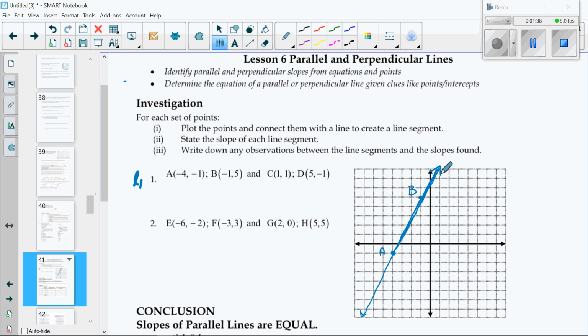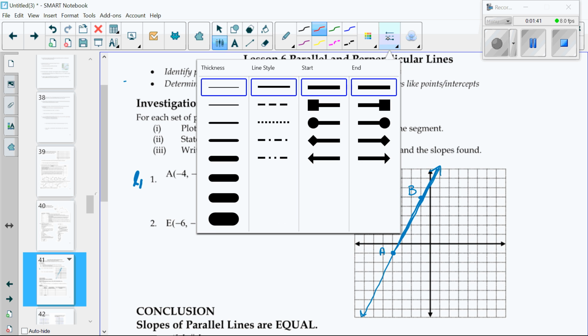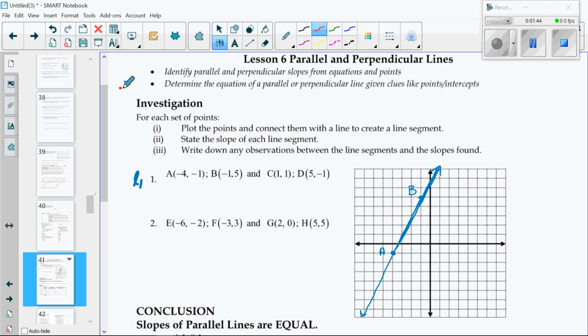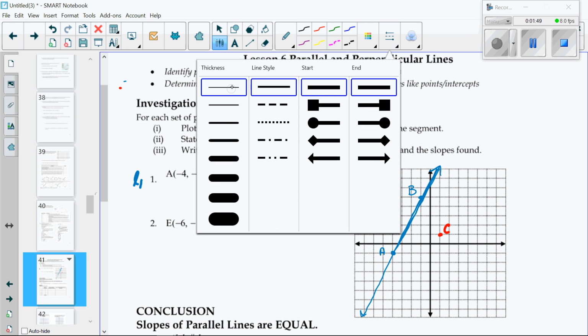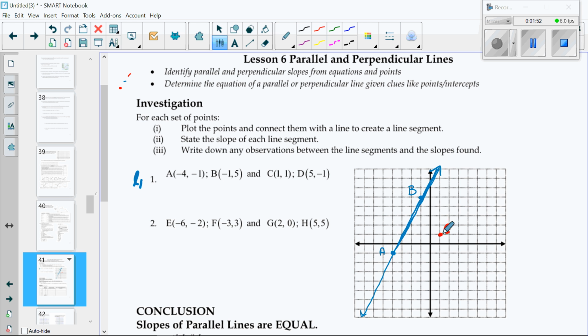Okay, now I am going to plot the next pair. So C and D. So C is at 1 and 1. And D is at 5 and -1. 1, 2, 3, 4, 5, and -1. And that is D. Okay, so now I am going to join those points. Okay, so now let's state the slope of those lines.